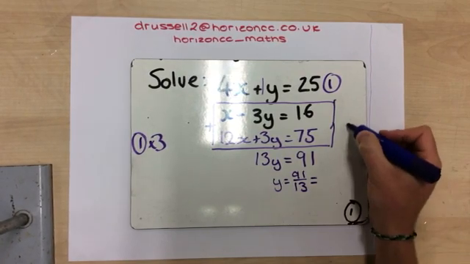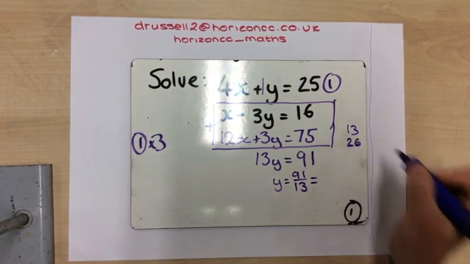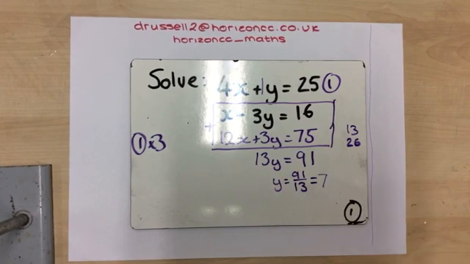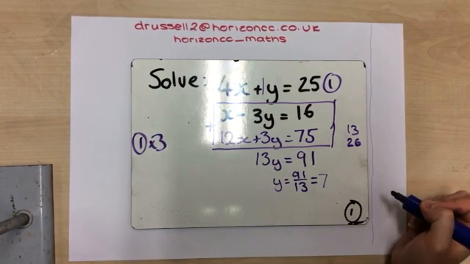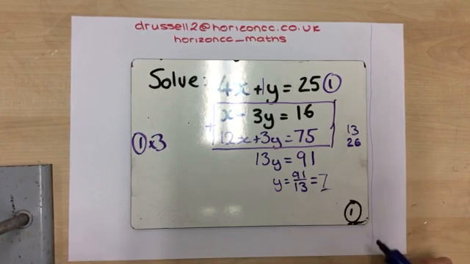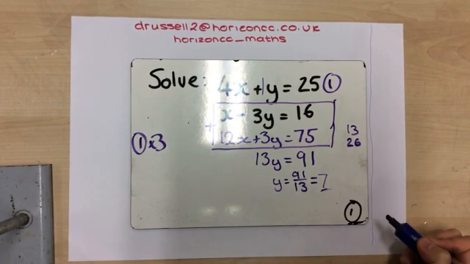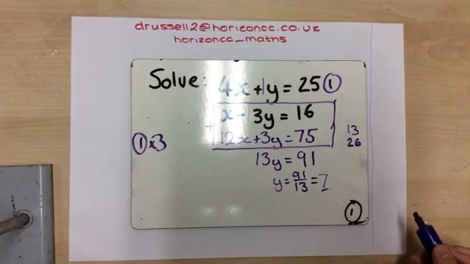You may want to write out your 13 times table if you're unsure, but thankfully, being a mathematician, I can work that one out to be 7. Once I've got my y, I cannot leave it just as finding one of my numbers. I need to find both of my numbers. So I now need to find x.